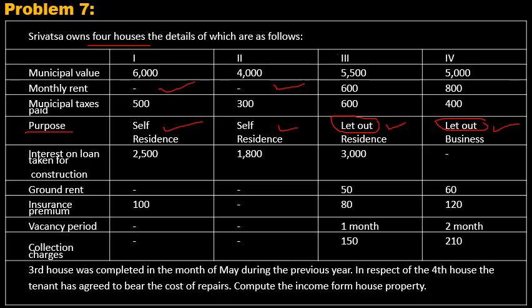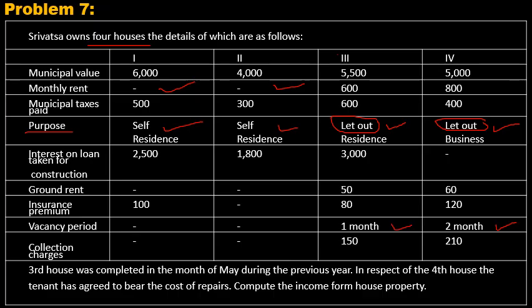Next is vacancy period. First house, second house, no vacancy. And third house has 1 month vacancy, whereas fourth house has 2 months vacancy period. So here, while you are calculating rent received or receivable, you have to consider the vacancy period of the third house as well as the fourth house. Next, collection charges of third house and fourth house, which is also not necessary for our calculation. So we have to calculate always on the basis of provisions related to the income from house property. Whatever information is required as per the provision, that only we have to consider, not the other information.